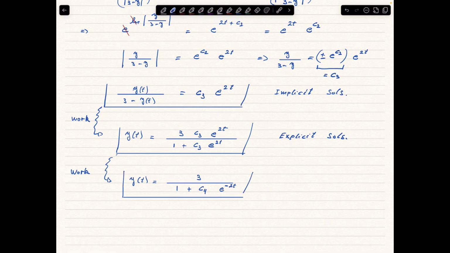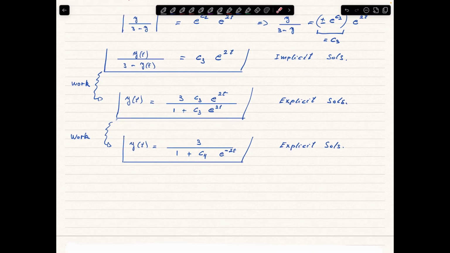But with some work you can get from here to here, not a big problem. And again, this is an explicit solution. There are many ways to write the explicit solutions. Many, because we have one for each value of the constant, in this case C4, which is related to the C3.